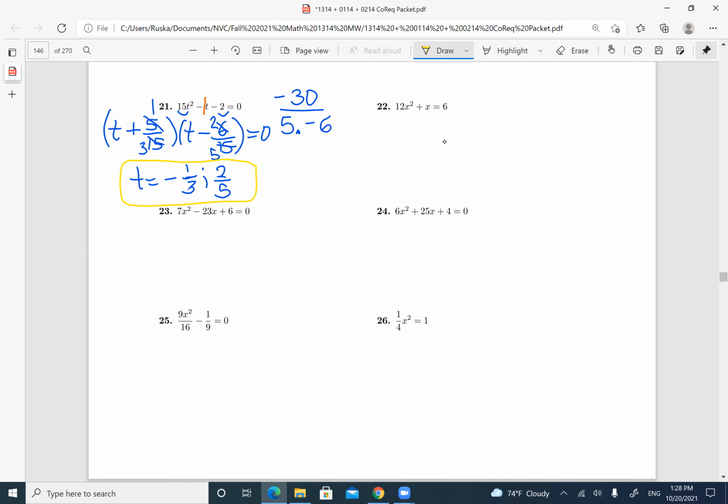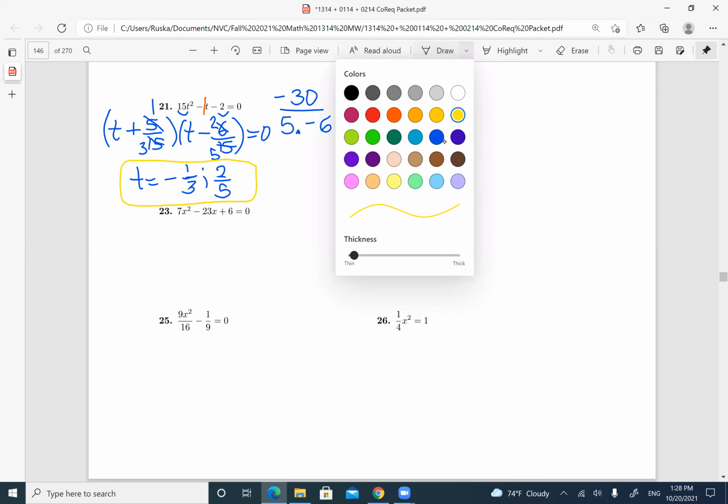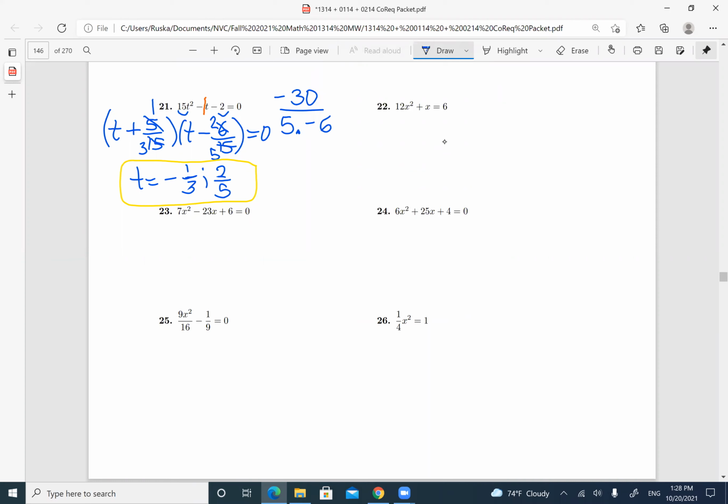Okay, let's go ahead and do number 26. So 26, we have this equation. We have to solve it. You can move 1 over, or you can just multiply by 4 first and then move 1 over. You can get rid of this fraction. So multiply by 4 both sides. Let's do that first if you don't want to work with fractions. So cancel this. So we have x squared equals 4.